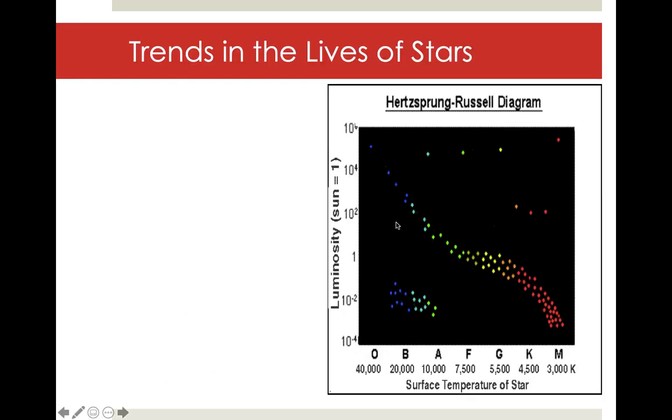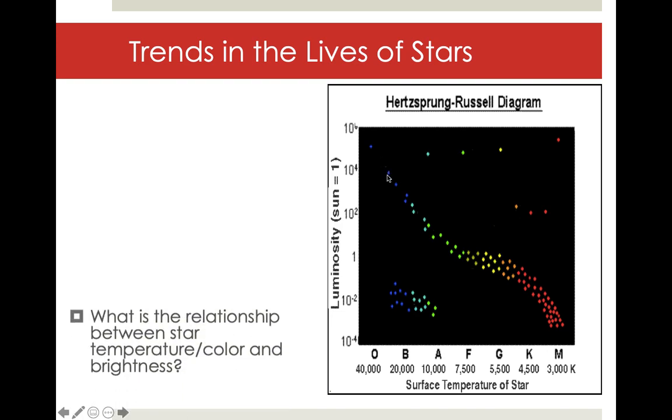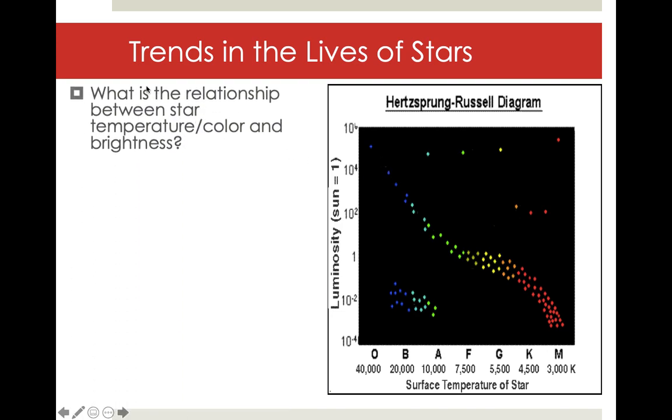Now, there's some trends that we can actually get from this. What I like about this HR diagram is that it also gives you the color of the stars, right? Stars burn at different colors depending upon where they are in their fuel burning process. And so let's see if we can get some trends here. What is the relationship between star temperature or color and brightness?